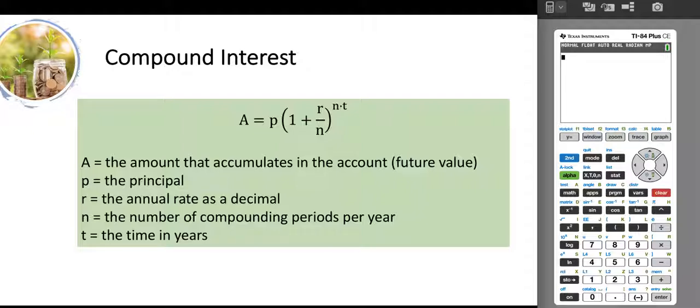A is equal to P times 1 plus R divided by N, to the NT power. So A is the amount that accumulates in the account. That's sometimes called the future value. This compound interest formula actually gives you the amount of the principal plus the interest. P is the principal, just like before. R is the annual rate written as a decimal, just like before. Now this is new. N is the number of compounding periods per year, and T is the time in years.